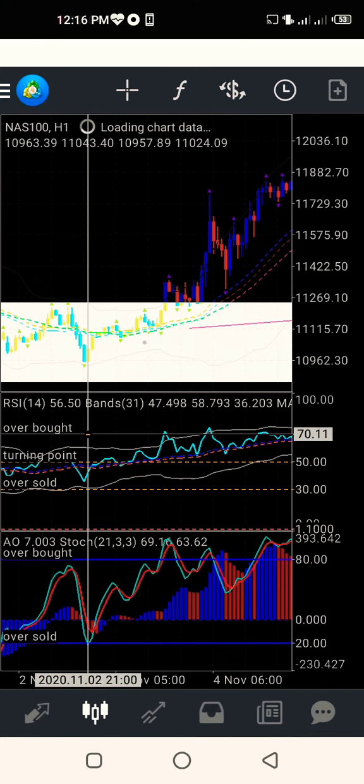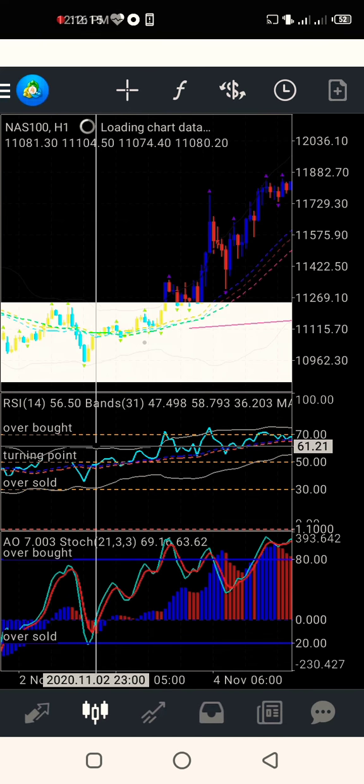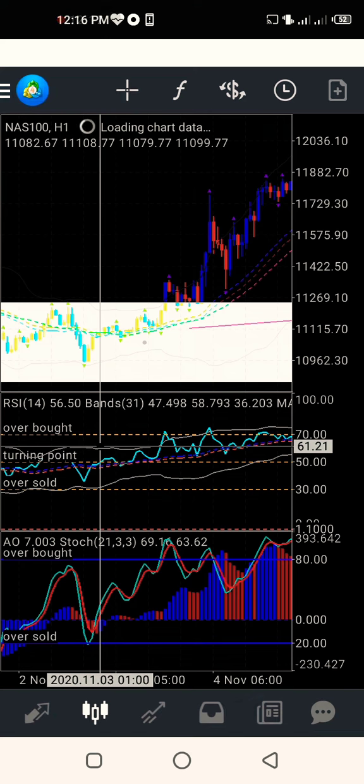Even with this strategy, it helps you to screen out fail signals. If you follow the steps very, very well, you won't fall victim to going into a fail signal or a fake breakout. So as you can see here, the market is what?